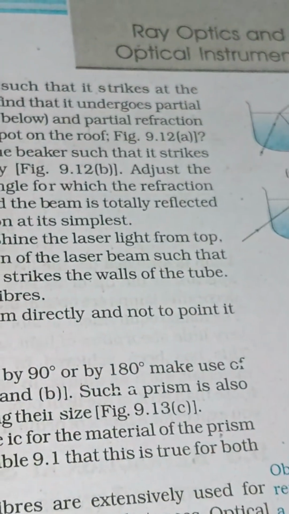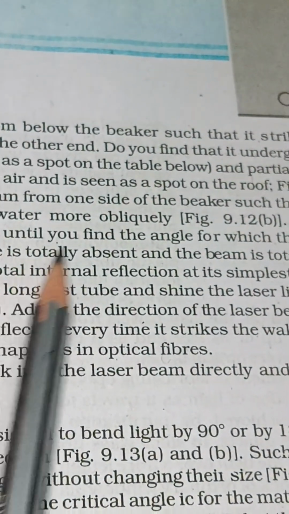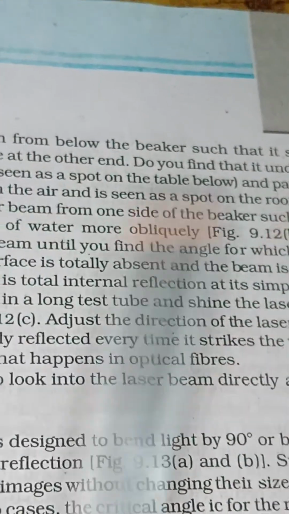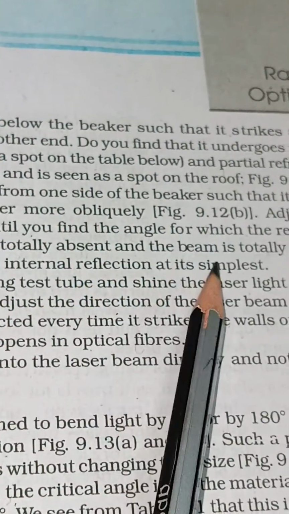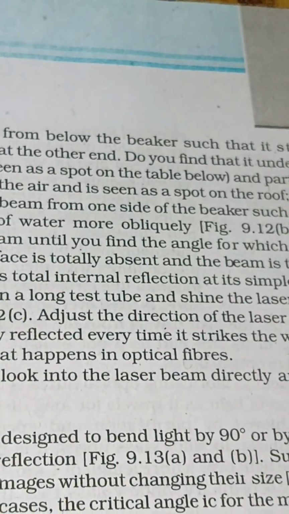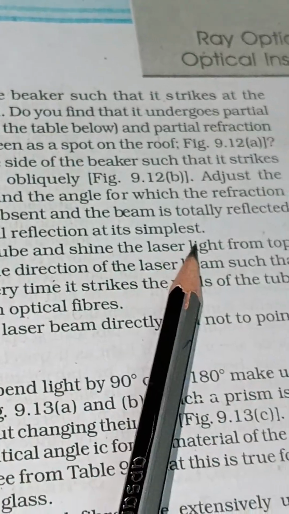9.12b. This is the B. Adjust the direction of the laser beam until you find the angle for which the refraction above the water surface is totally absent and the beam is totally reflected back into the water. This is total internal reflection at its simplest.